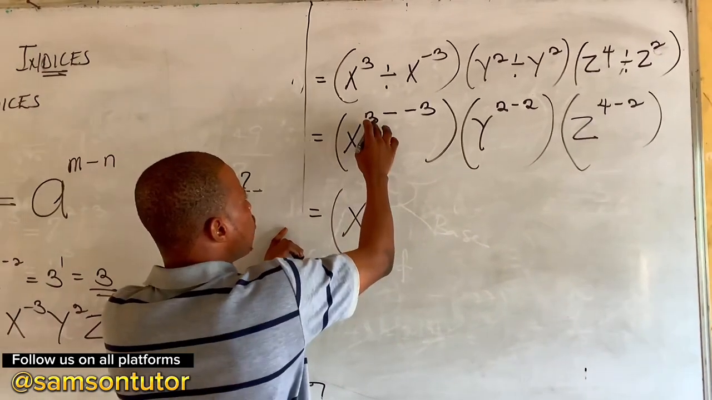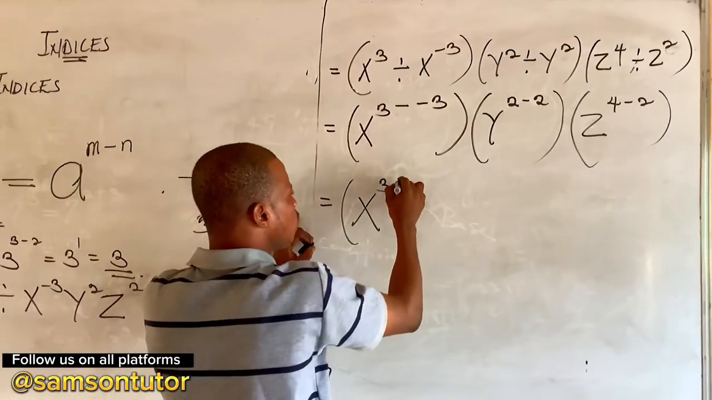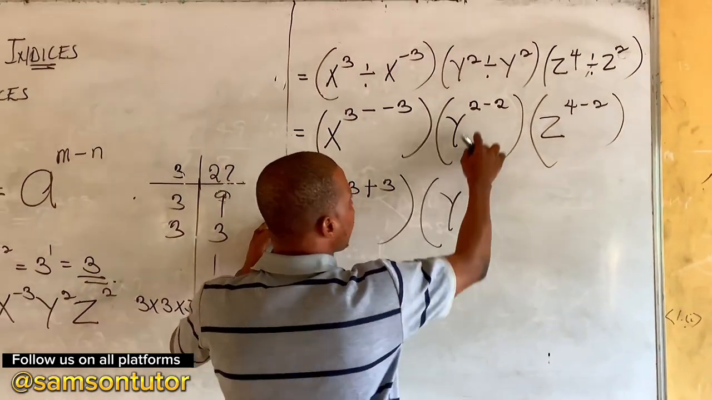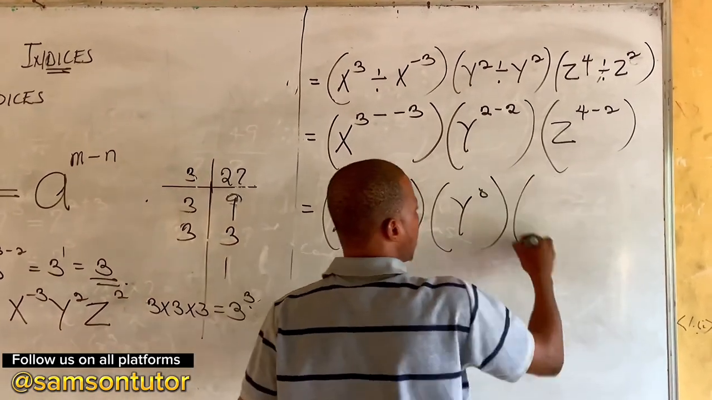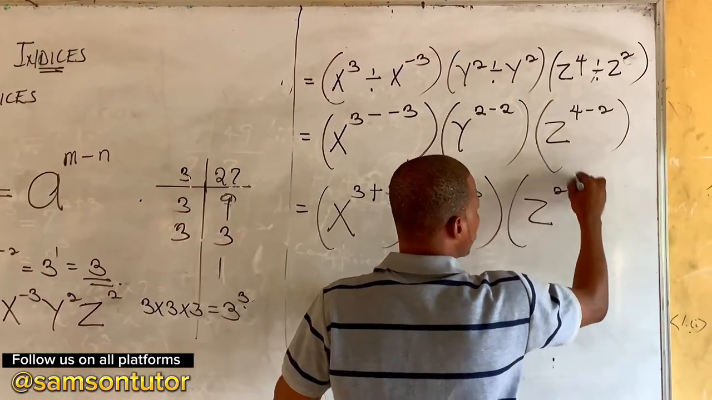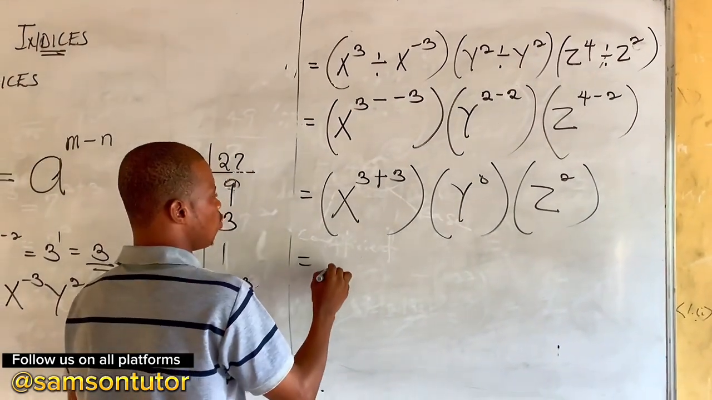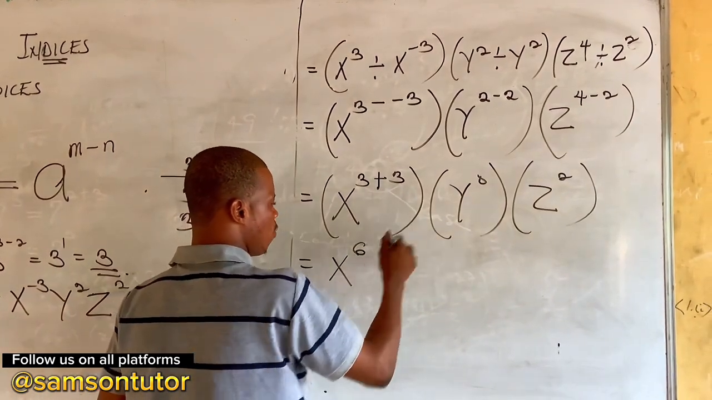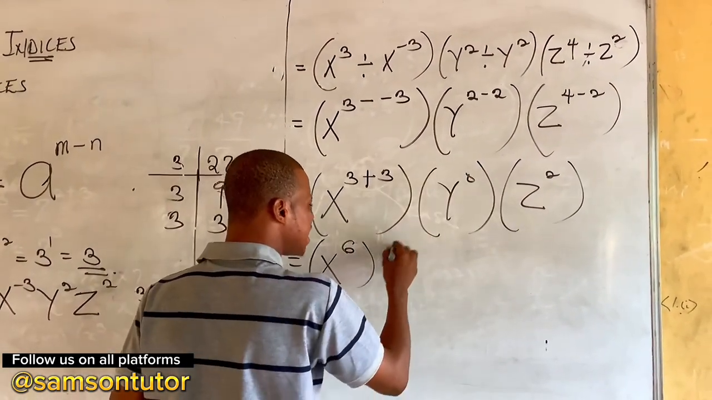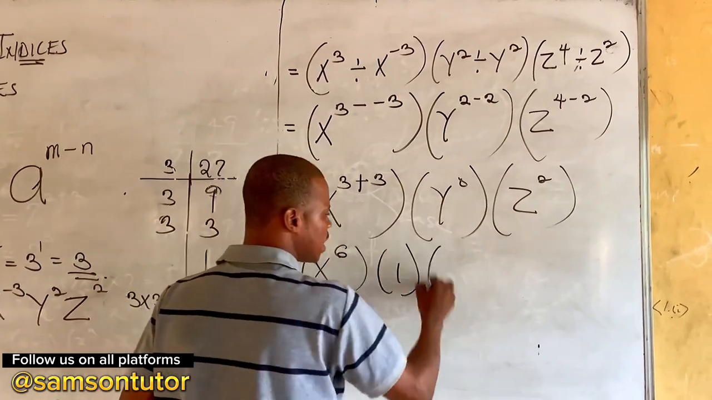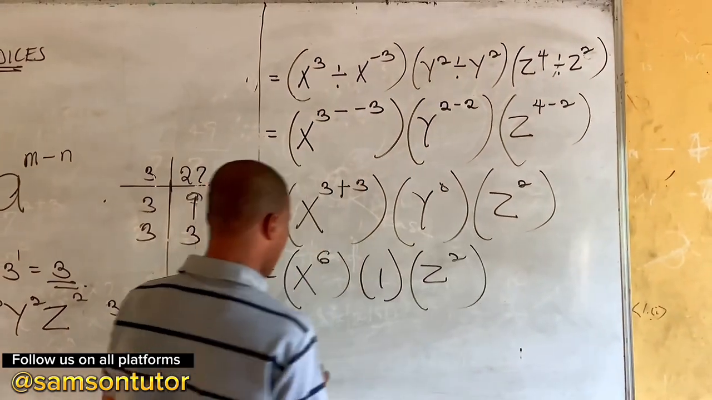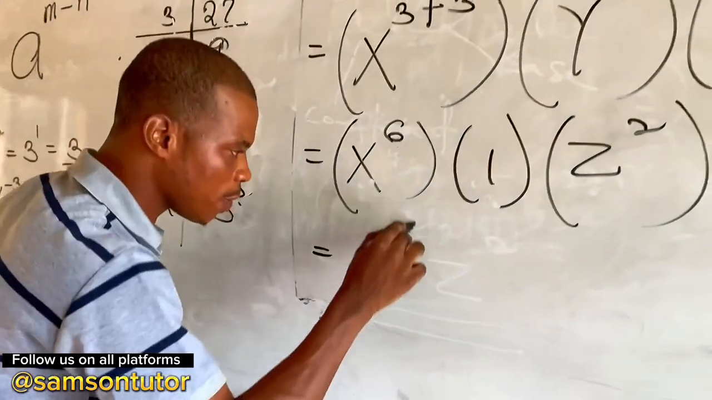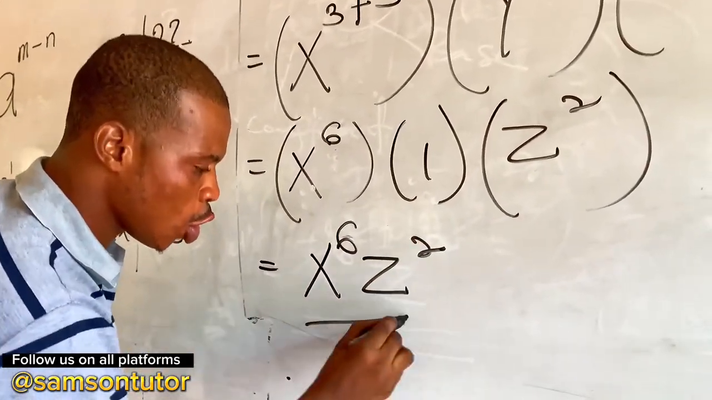Now, for x, we have 3 minus minus 3; minus times minus will give us plus, which is 3 plus 3, which gives 6. Here we have y raised to the power 2 minus 2, which gives us 0. Here we have z, 4 minus 2, which gives us 2. So from here we have x raised to the power 6, and y raised to the power 0; anything raised to the power 0 is 1. And we have z raised to the power 2. Now, x raised to the power 6 times 1 gives us x raised to the power 6, z raised to the power 2.